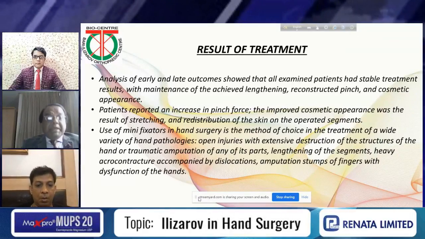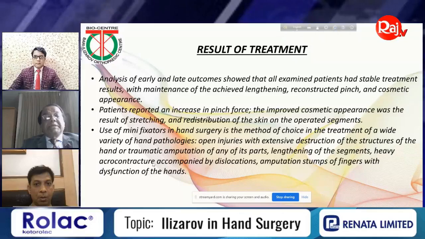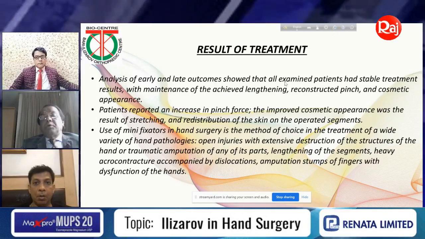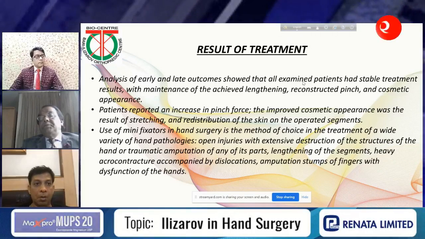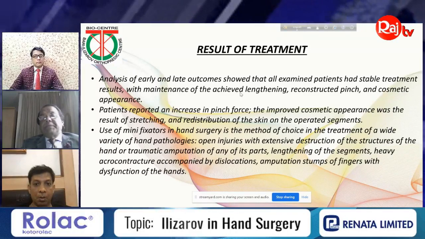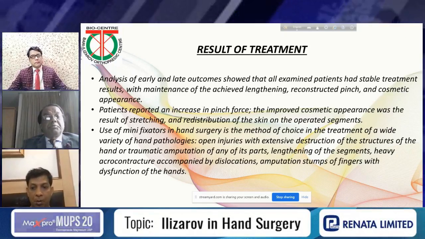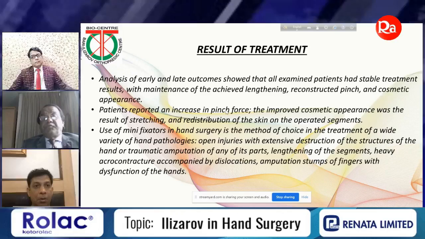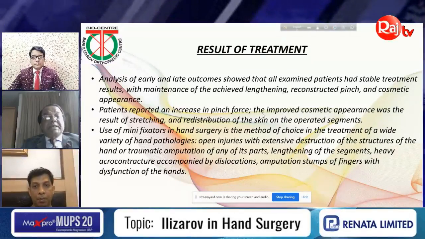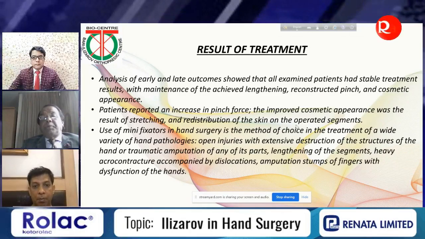And in our cases, when we talk about the result of treatment, if we analyze our early and late outcomes, we examined the patients and they all had stable treatment results with maintenance of the achieved lengthening, reconstructive pinch, and the cosmetic appearance. Patients reported an increase in pinch force. The improved cosmetic appearance was the result of stretching and redistribution of the skin on the operated segments.